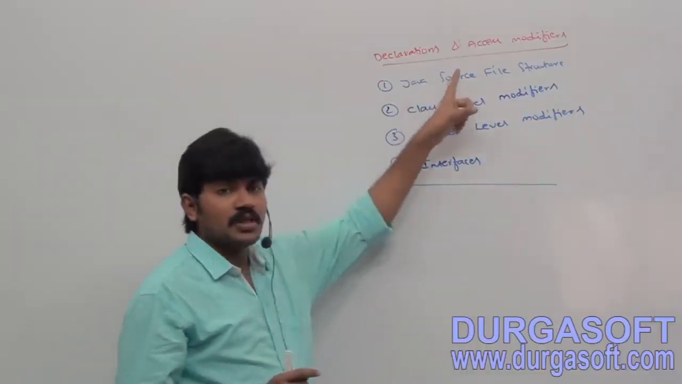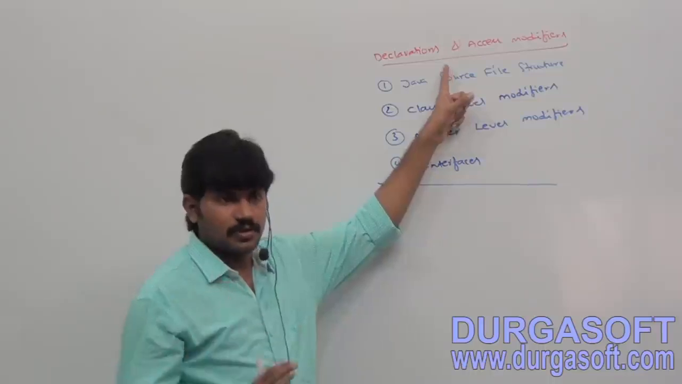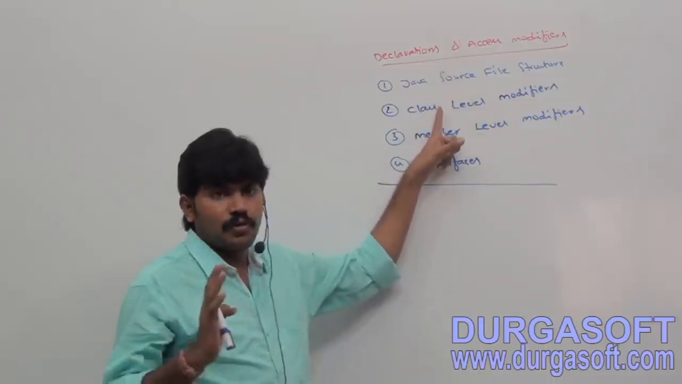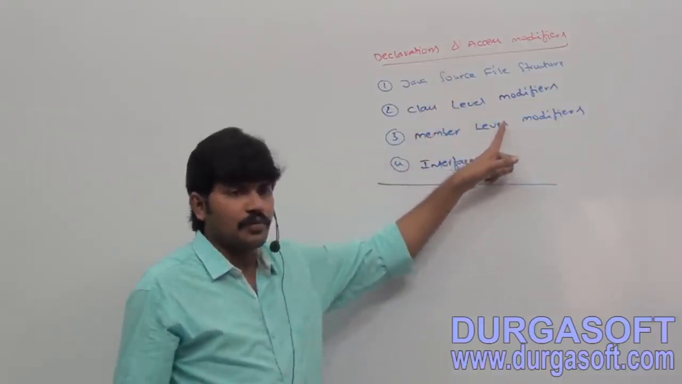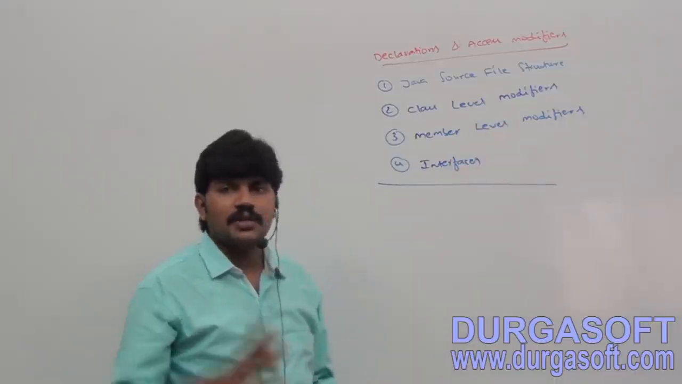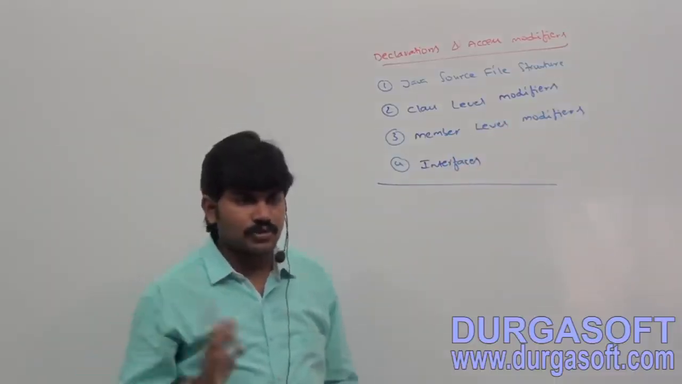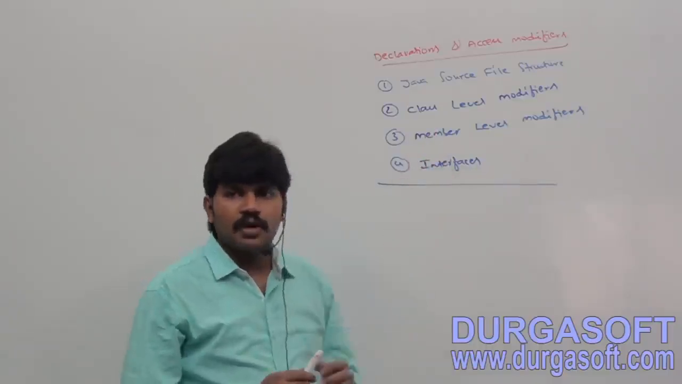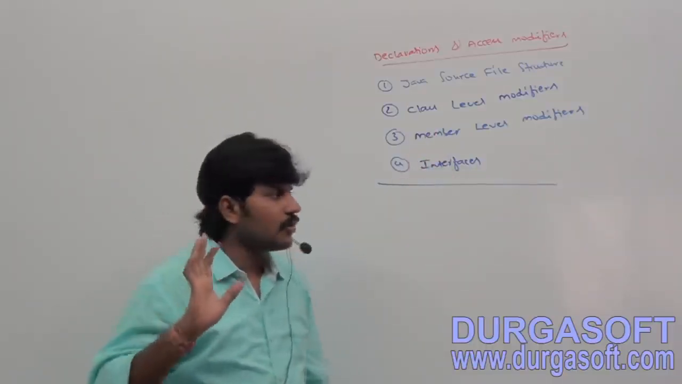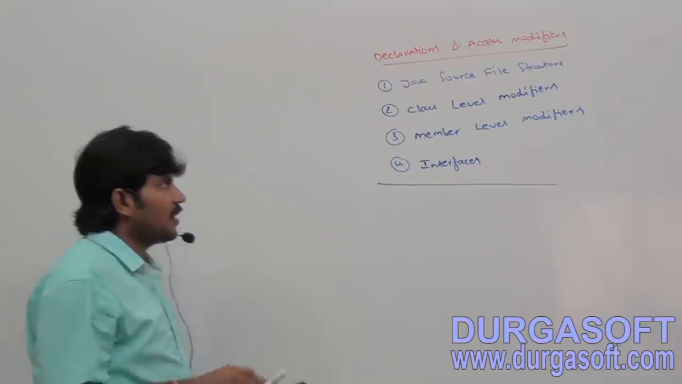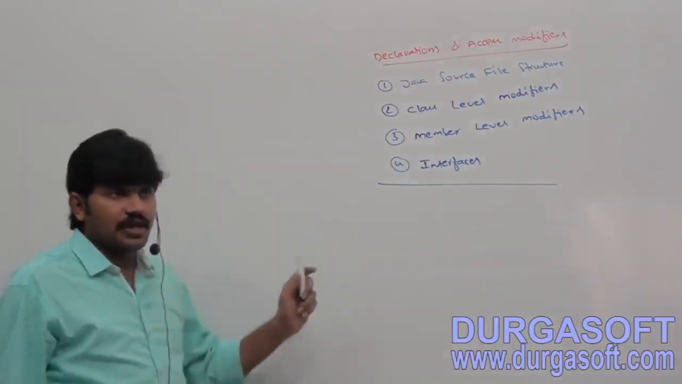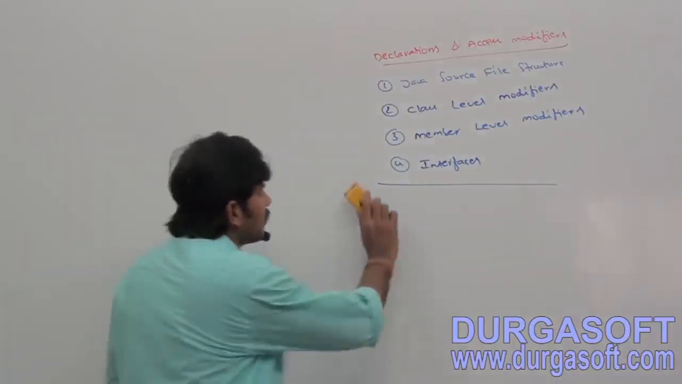Java source file structure, minimum 5 to 6 hours we have to spend. Class level modifiers, 4 to 5 hours. Member level modifiers, 4 to 5 hours. The interface concept is also 4 to 5 hours, right? Almost around 20 hours we have to discuss on this concept. Make sure you have clear clarity at this stage. Anyway, 20 hours we are going to spend on this topic.